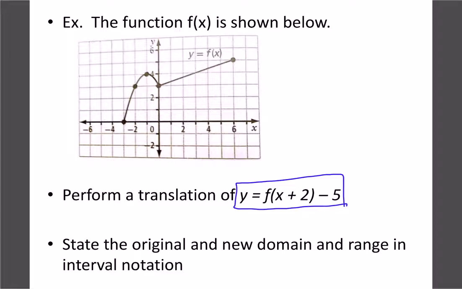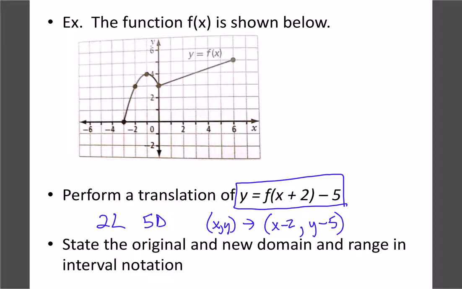So let's figure it out first in words. The +2 would mean we're going to go 2 to the left because it's the opposite direction. The -5 would be 5 down. So what that means is we're going to take every coordinate and go 2 left and 5 down. If we wanted to write the mapping out, our x, y coordinates are going to change to x - 2 for the left, and 5 down would be y - 5. Okay, so we're going to do that to every coordinate.